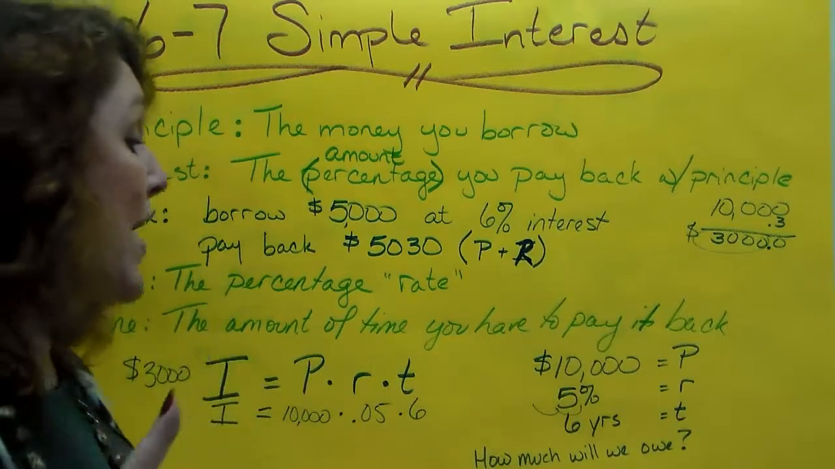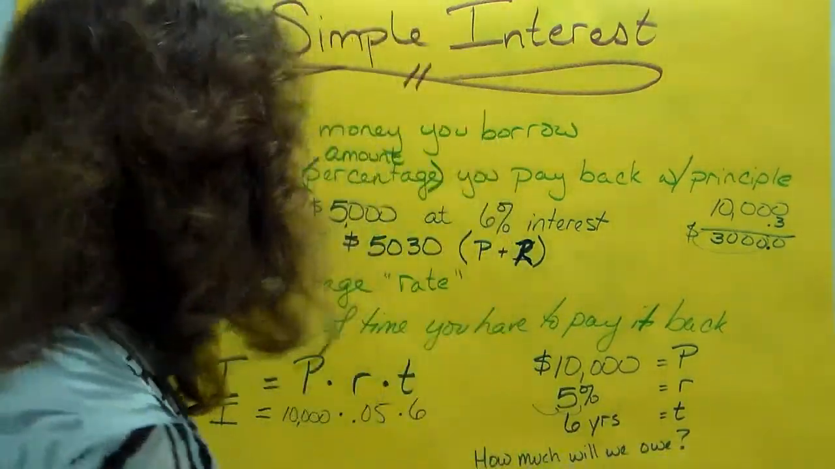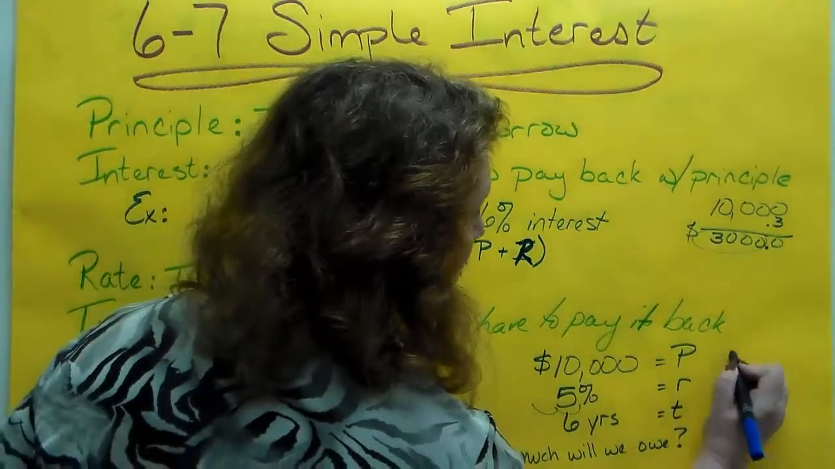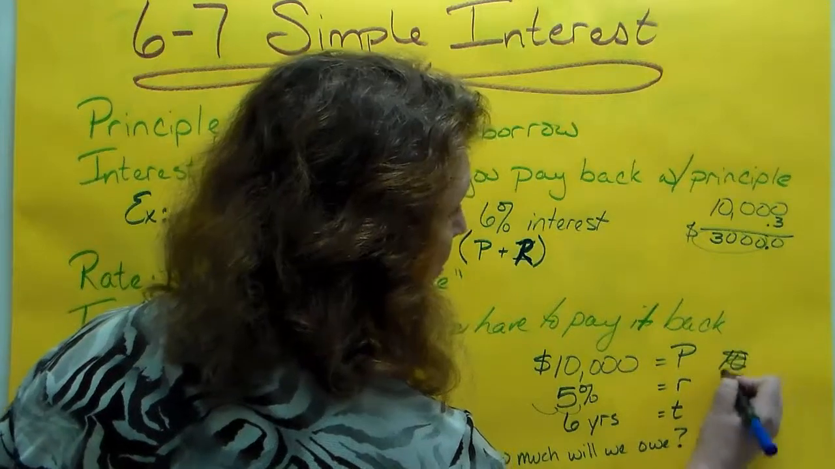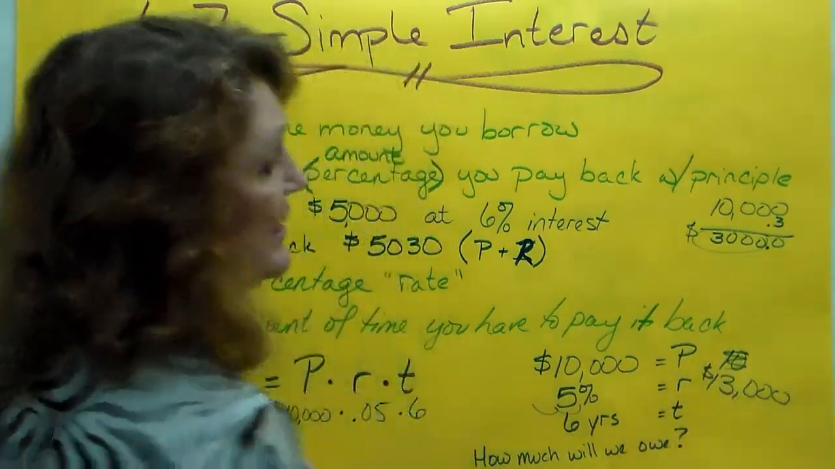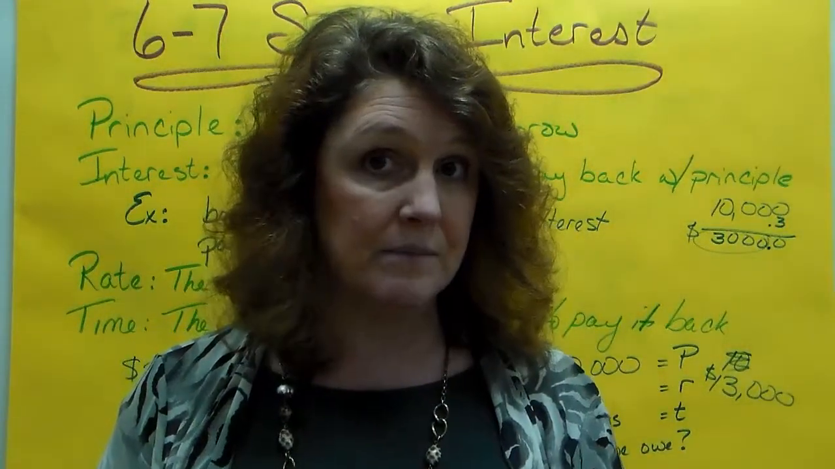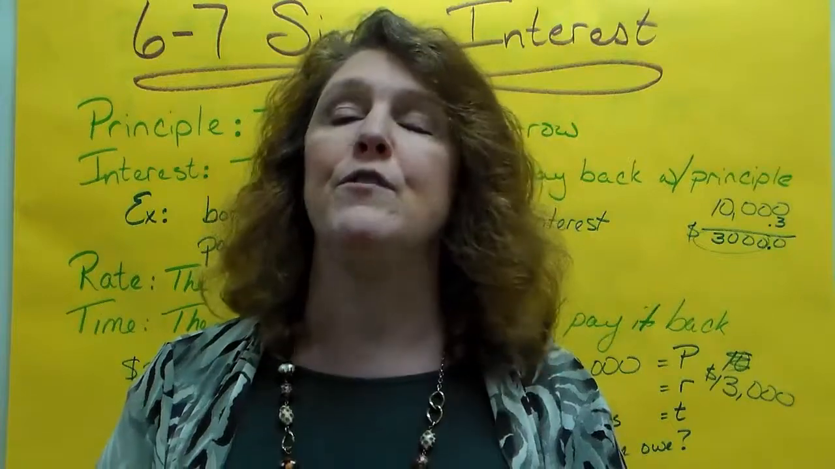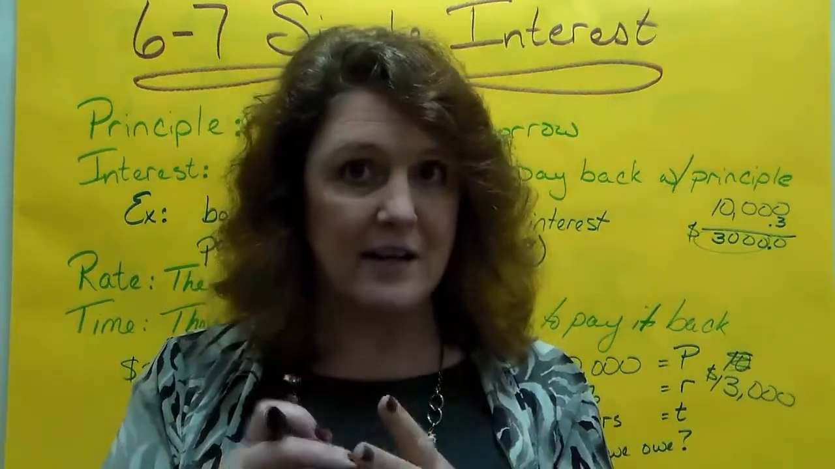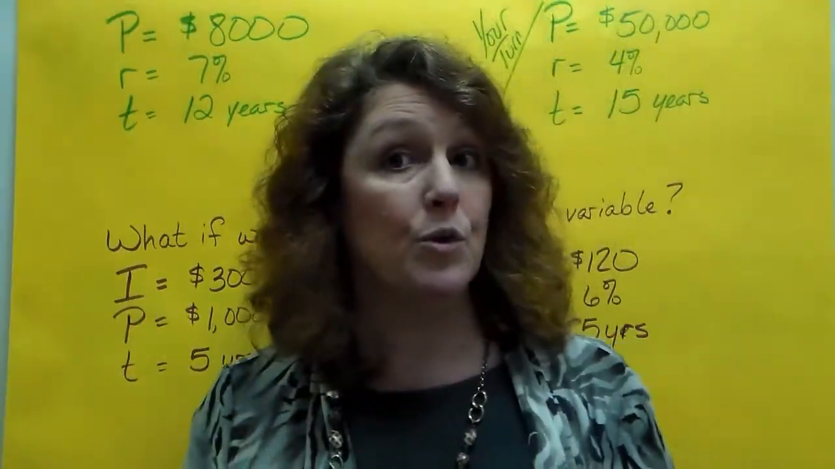So if the question asks, how much interest do I owe, that answer is going to be $3,000. But for the question, how much will we owe total at the very end, I have to take this interest and add it to the principal, and we're going to owe $13,000 at the very end, because it's $10,000 of principal plus the extra interest. So if you're finding interest, it's principal times rate times time. Very straightforward.